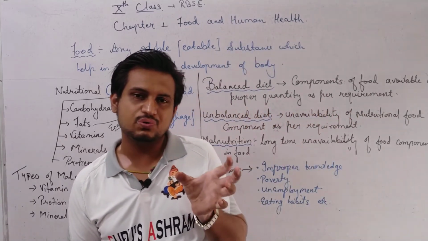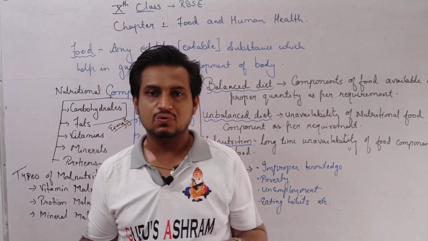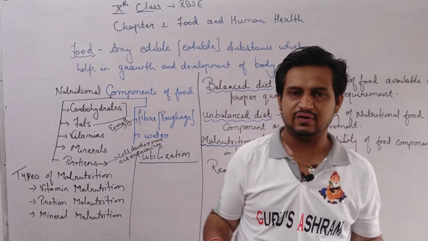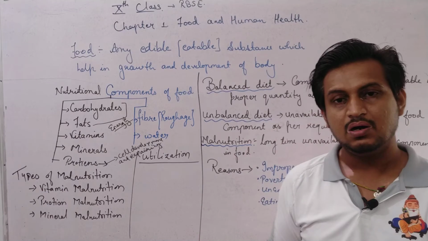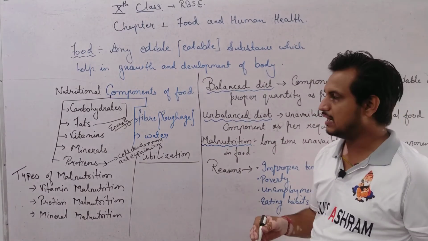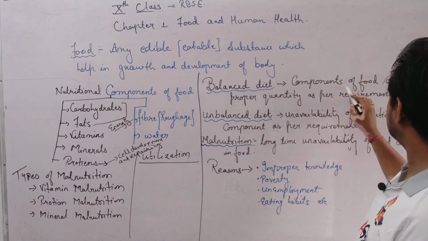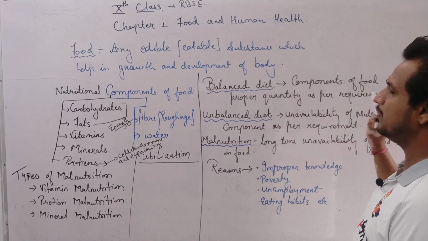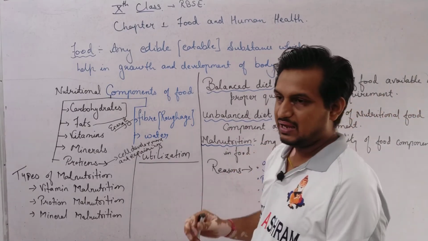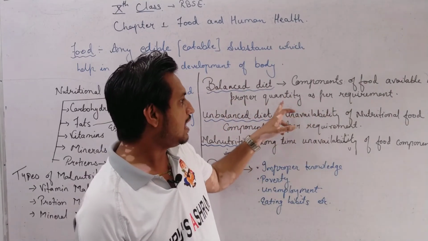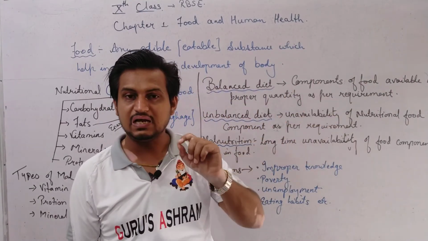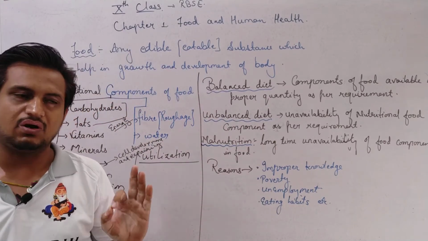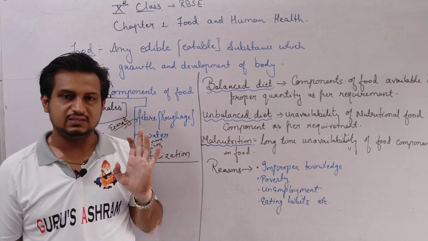Okay. Now, what do you think about a balanced diet? The word goes for balance. Balance means you have to make a proper way. So we can say that a balanced diet is components of food available in proper quantity as per requirement. I have written this statement because each and every body has a different requirement of its diet.